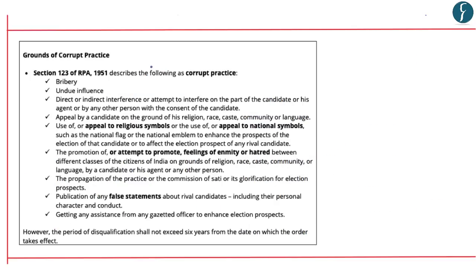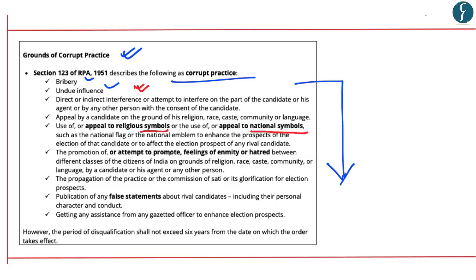So while writing your answer with respect to grounds of disqualification, corrupt practice can be mentioned as one of the grounds, and it includes the following aspects: bribery, undue influence, direct or indirect interference in the election by the candidate or his agent, appeal by a candidate on grounds of race, caste, community or language, or even on religious symbols, or appeal to national symbols.